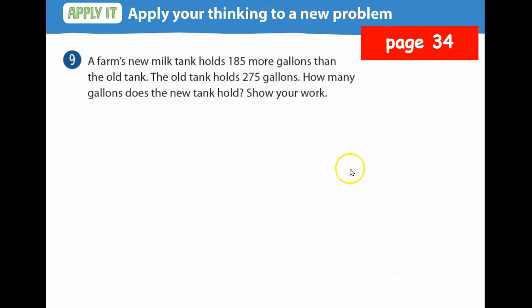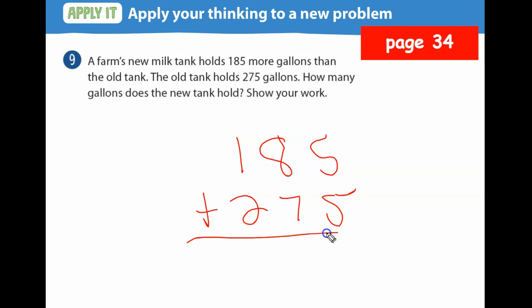Go to page 34. Solve this problem for me, please. Okay. It says a farm's new milk tank holds 185 more gallons than the old tank. The old tank holds 275 gallons. How many gallons does the new tank hold? Oh, it's still the same as what we've been doing, okay? So go ahead and solve it. I'll set it up for you even. 185 plus 275. Solve that for me, please.